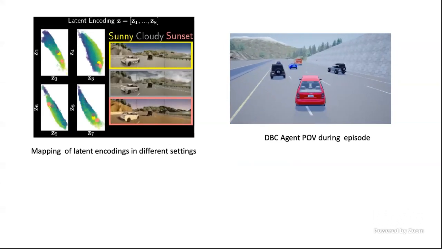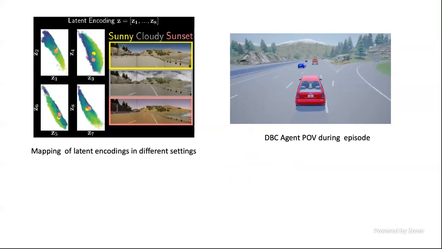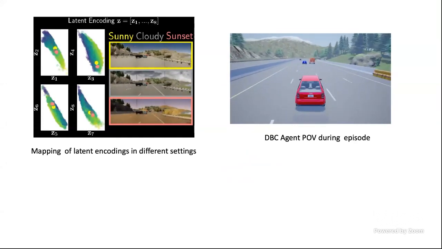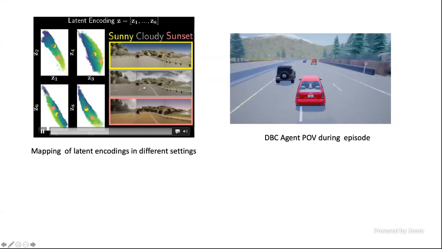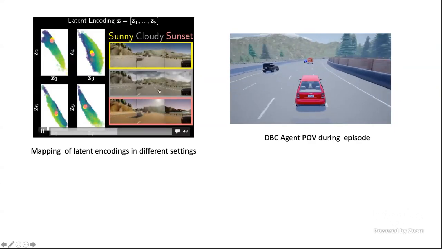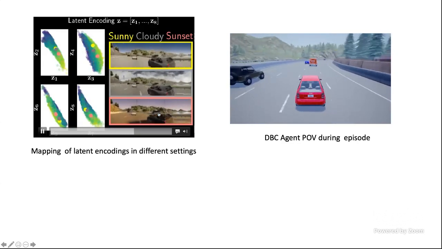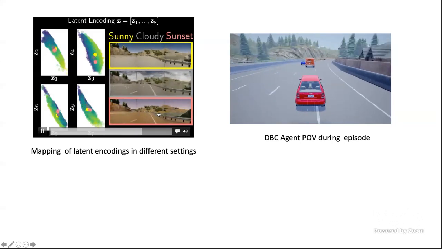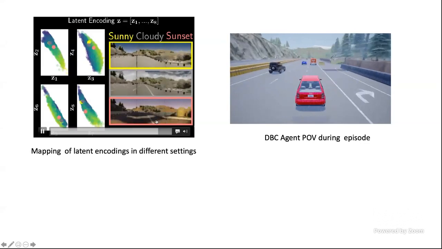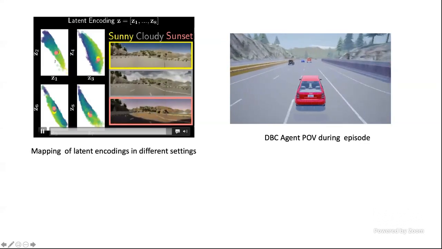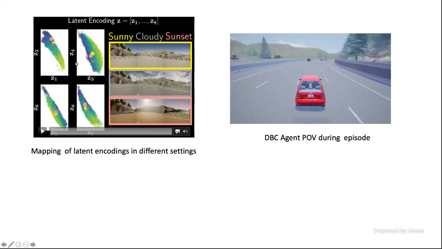Here are some additional videos looking at what the latent space looks like in CARLA, as well as the DBC agent point of view during an episode. The nice thing I wanted to point out on the left-hand side is that we have 3 different weather conditions for the agent: sunny, cloudy, and sunset. These are the exact same episode, exact same initial state and policy, but under these different weather conditions. And you can see that where they map to in the latent space it's not perfect, but at least they are mapping very close together.